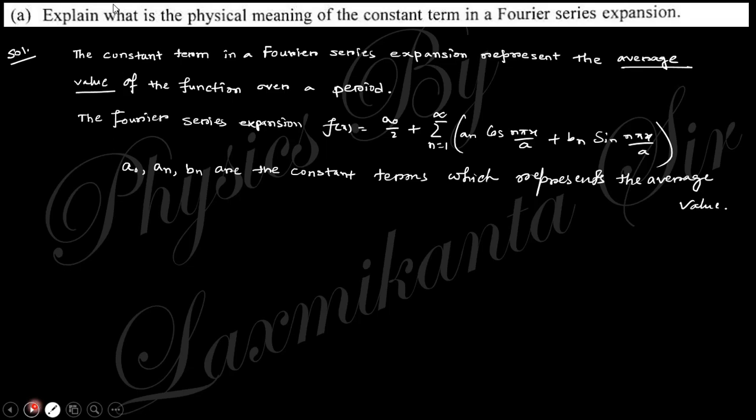So let's start. First question: explain the physical meaning of the constant term in Fourier series expansion. Actually, this is the Fourier series expansion, you know, that a0, an, bn are the constants, and these are the significance of the average value of the parameter, right?